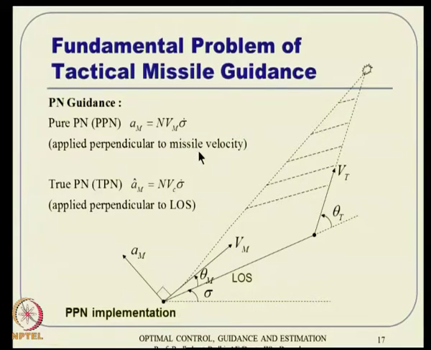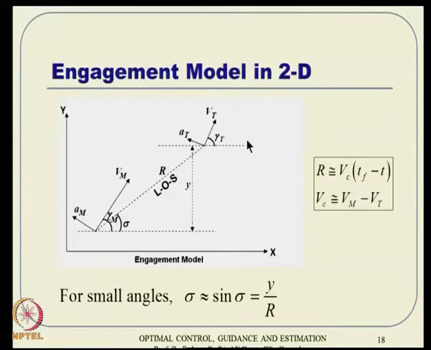On the other hand, true proportional navigation says I will not apply it perpendicular to the velocity, I will apply it perpendicular to the LOS, and my lateral acceleration command is N Vc times sigma dot. It is not Vm, remember that Vc is the closing velocity along the LOS, times sigma dot again. So, this is the fundamental concept of 2D missile guidance in general.